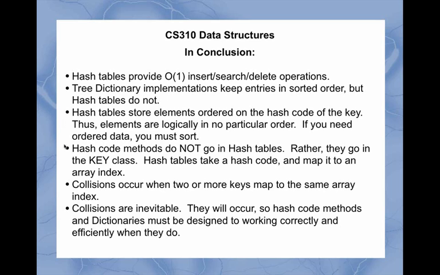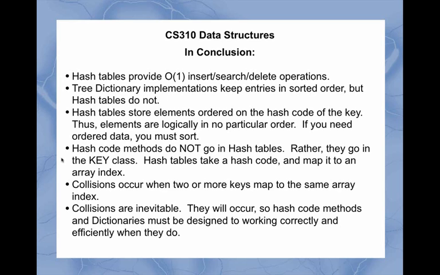And again, we've said this several times, but it bears repeating because it's something students often get wrong. Hash code methods never go in hash tables. They go in the class, whatever the key is, that's where they go. Hash tables take a hash code and map it to an array index. Again, the analogy we have used, this is very much like using compareTo in a linked list. You don't implement Comparable in a linked list. You call or use compareTo in a linked list.